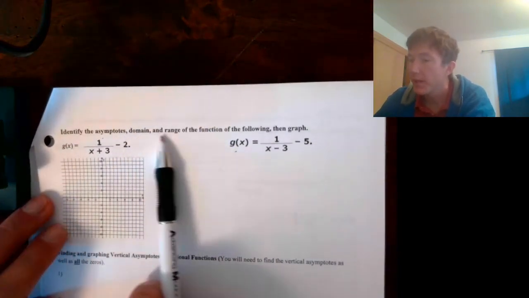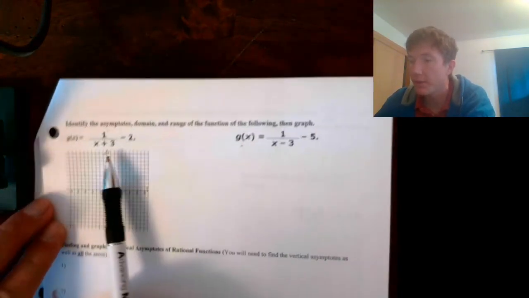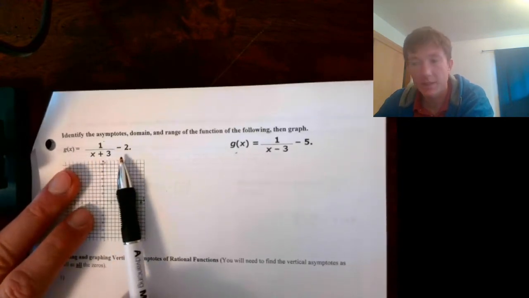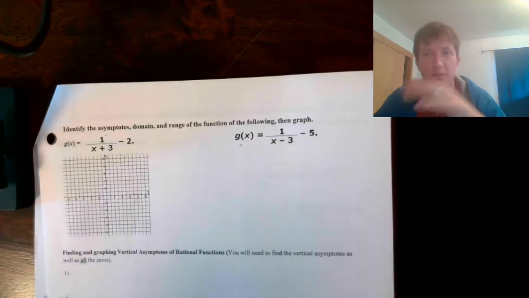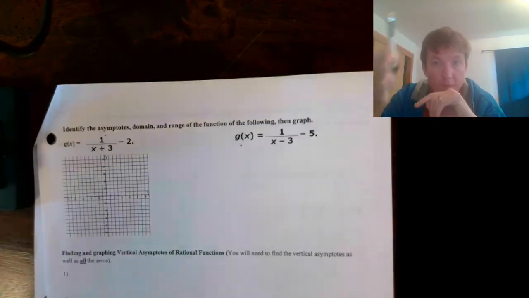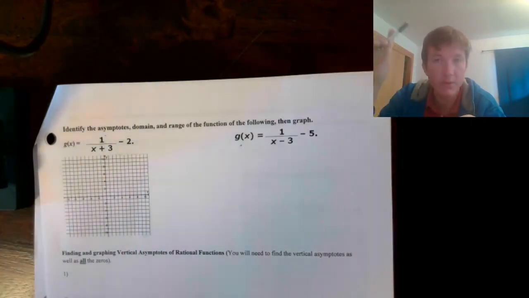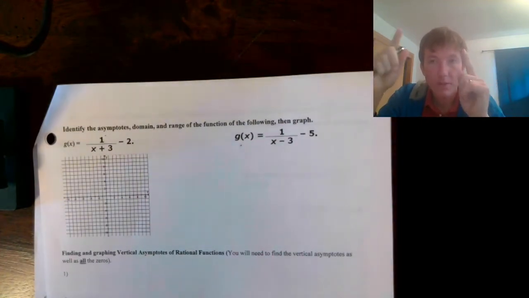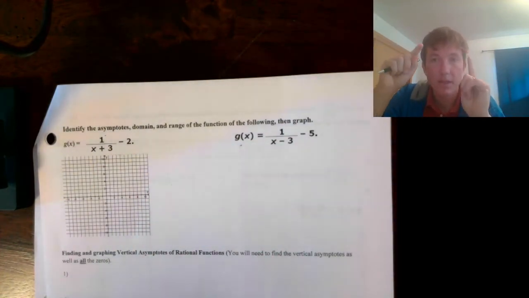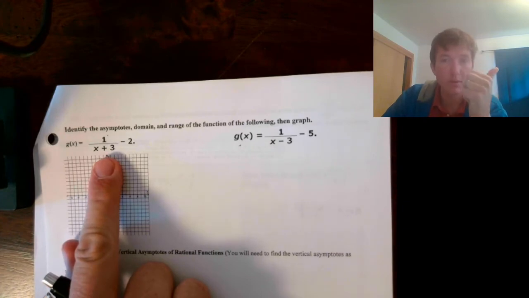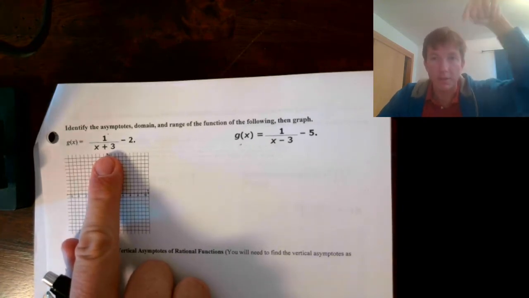Identify the asymptotes, domain, and range of the function of the following, then graph it. So this is going to be 1 over x plus 3 minus 2. I don't know if you guys have noticed before, if we move to the left or right, that shifted our vertical asymptote to the left or right, and if we moved up or down, that shifted a horizontal asymptote. The original function, 1 over x, has asymptotes at x equals 0 and y equals 0, so on the two axes. This graph, we're moving to the left 3, and we're moving down 2.